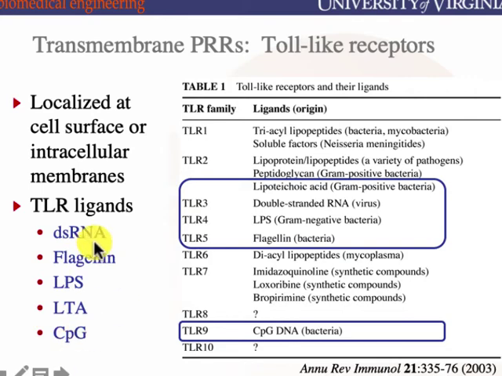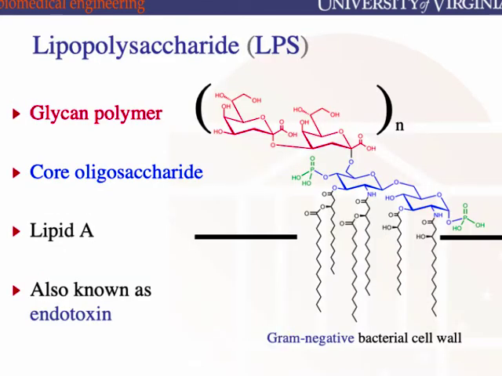These others are, again, a little bit like alphabet soup. LPS, LTA, and CpG. They're designated here. This is LTA, lipoteichoic acid. LPS is lipopolysaccharide. We'll talk about that in a second. And the CpG DNA. Okay. So let's dig a little bit into those. And so we'll tackle first LPS.